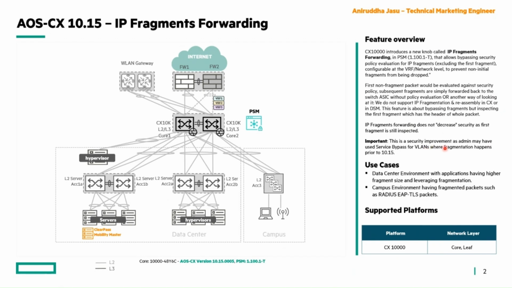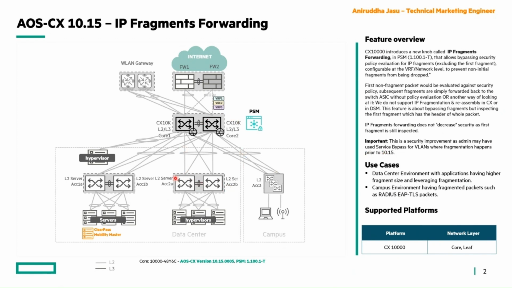This is a security improvement as admins may have used service bypass for VLANs where fragmentation was actually happening, and that was prior to the 10.15 release. Today, they don't necessarily need to service bypass those VLANs which have IP fragments because we have a way to handle them.